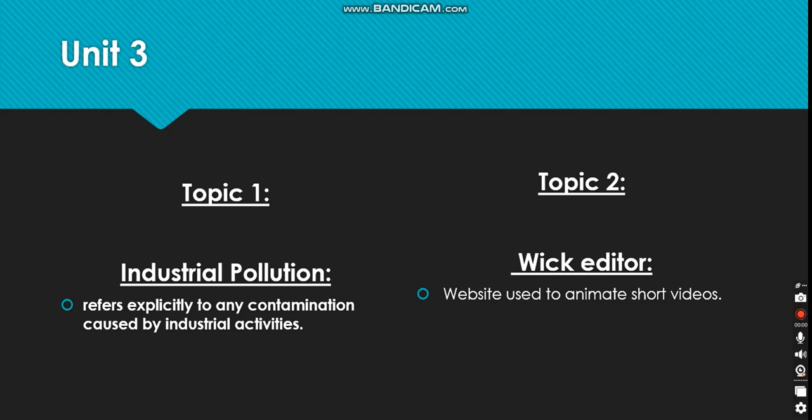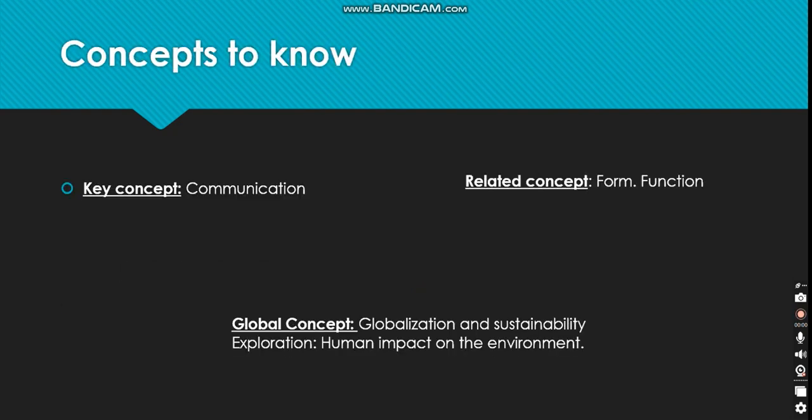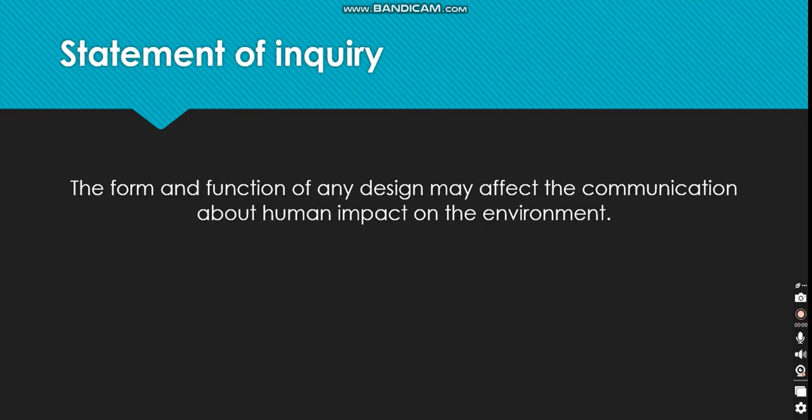For this unit, we're going to mostly speak about industrial pollution and the ICT skills we're going to be learning with Wick Editor. Concepts that you need to know: first of all, the key concept, which is communication; the related concept, which is form and function; global concept, globalization and sustainability; exploration, human impact on the environment. For the key concept, you're going to have to communicate your project in a way which will raise awareness about industrial pollution. Statement of inquiry: the form and function of any design may affect the communication about human impact on the environment.